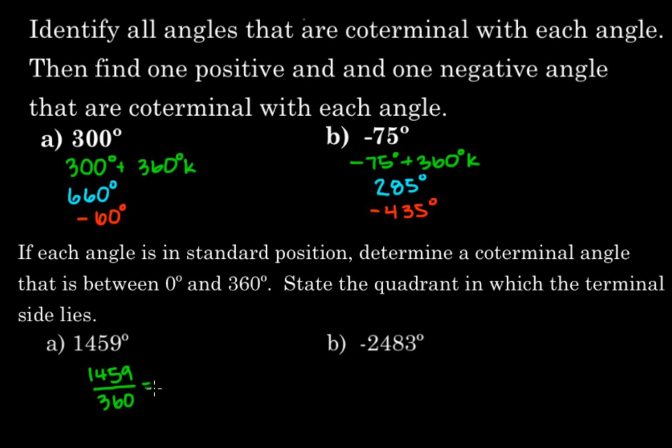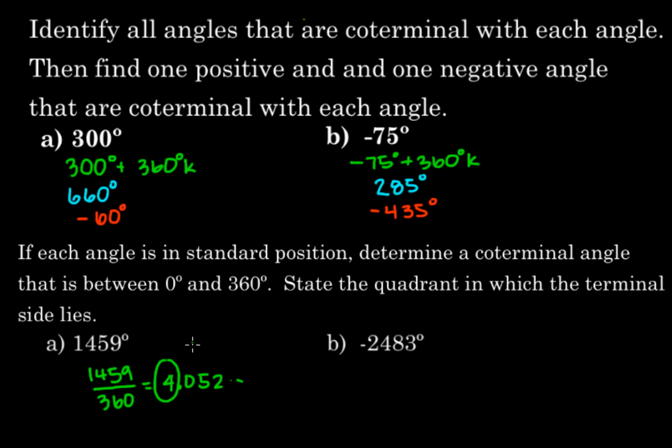When we divide 1,459 by 360, we get 4.052, and the decimal doesn't matter after that. What you need to understand here is that it's essentially 4 rotations. So 4 rotations is like adding 4 360s, like up here, which means the coterminal angle is just getting rid of all those extra 360s. So we need to make sure that we get an angle between 0 and 360. So I'm going to subtract the 4 rotations from this.